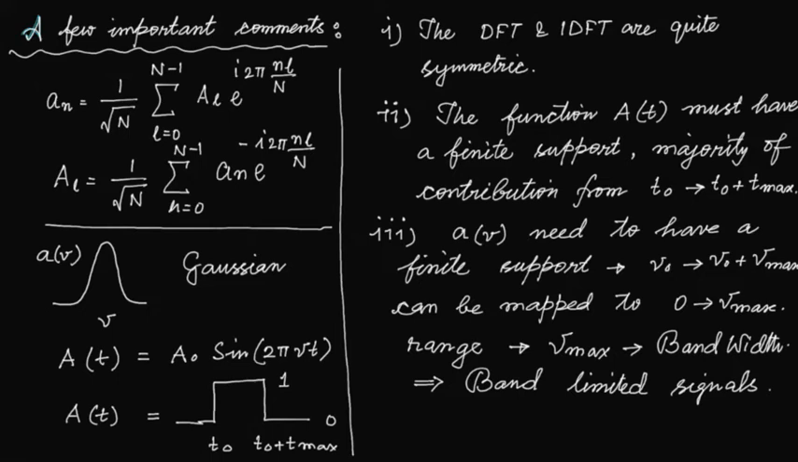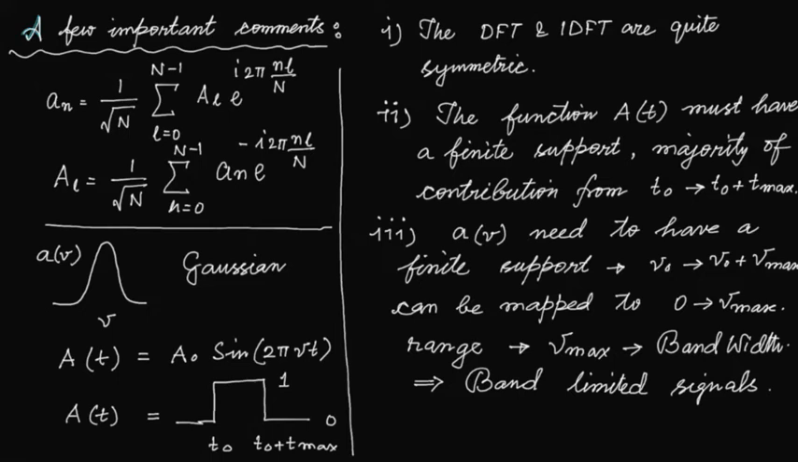So the majority of the contribution comes from a range which is, say, t naught to t naught plus t max. And remember that it need not always be 0 to t max, because we have the nice shift theorem to save us if it is something else. We can always bring it to 0 to t max, and we know how much correction we have to do, a phase part, which we can just add by hand after doing the Fourier transform between 0 and t max.